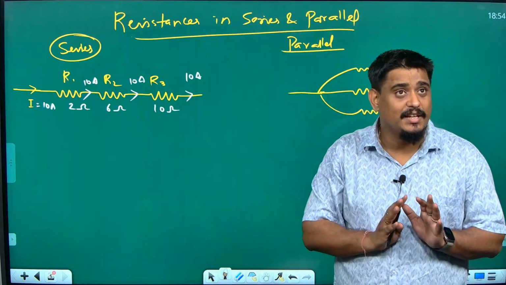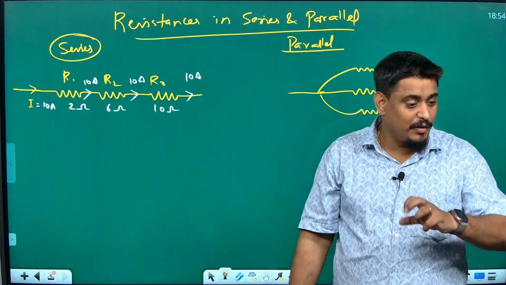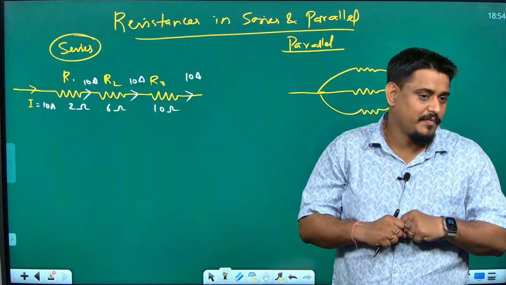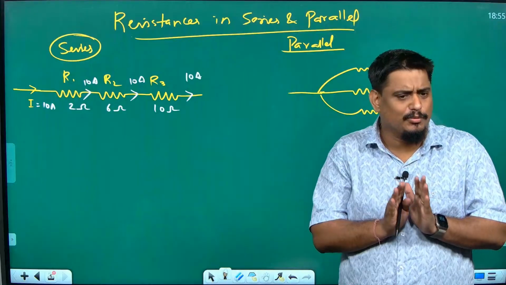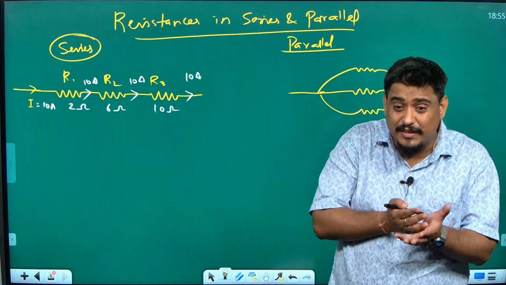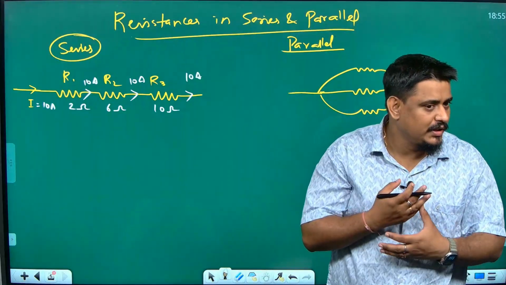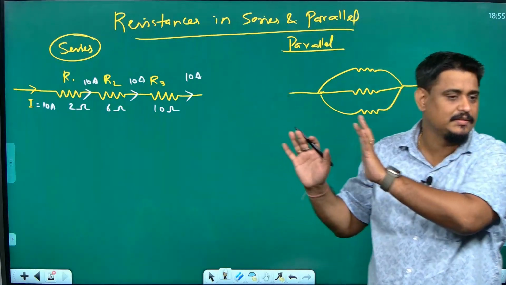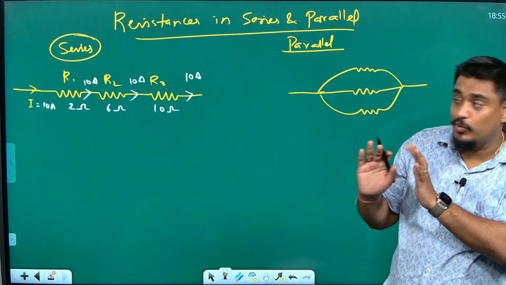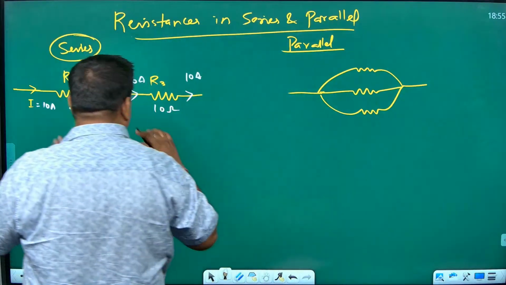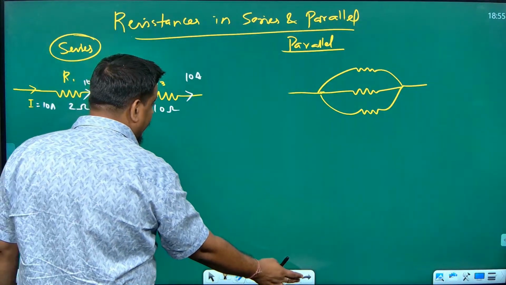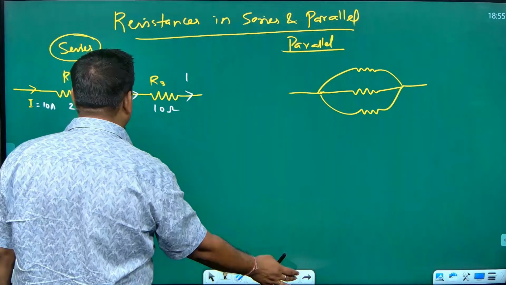The only thing is, a bigger resistance will make it slower, a lesser resistance will make it less slow. But the resistance's work is to oppose the flow of current. Opposing means stopping it. So, in series connection, what I meant to say is, this current remains same.